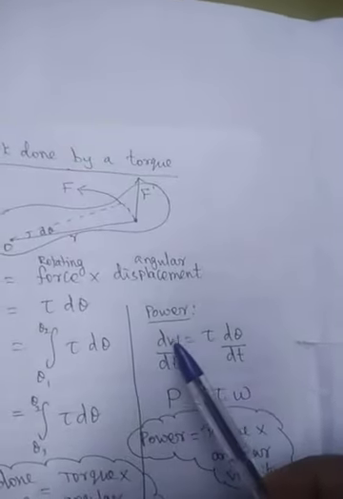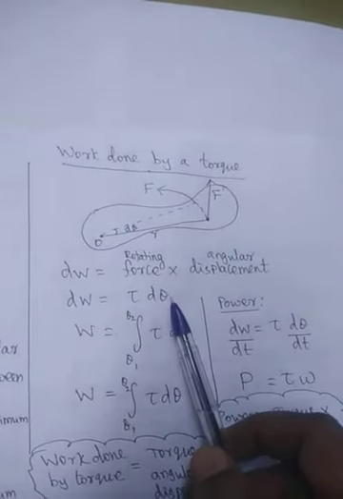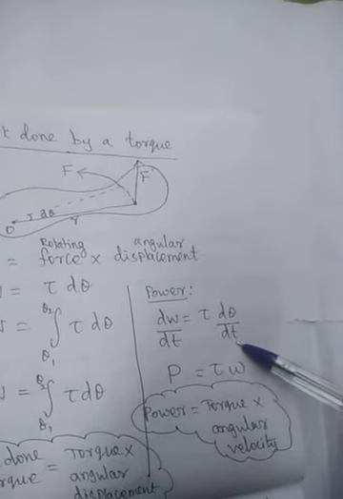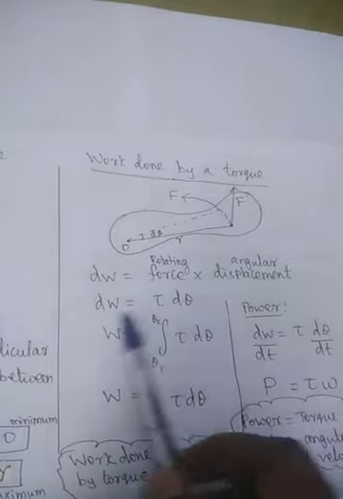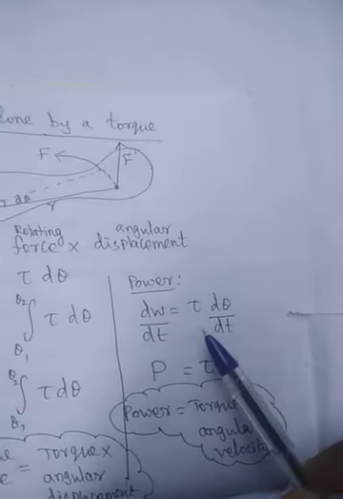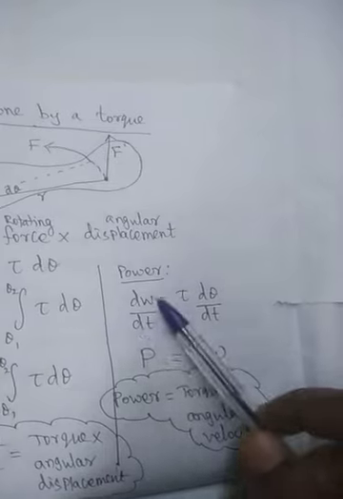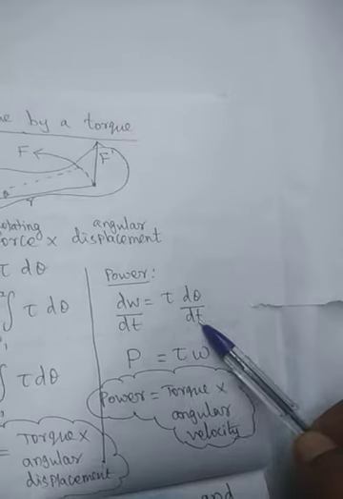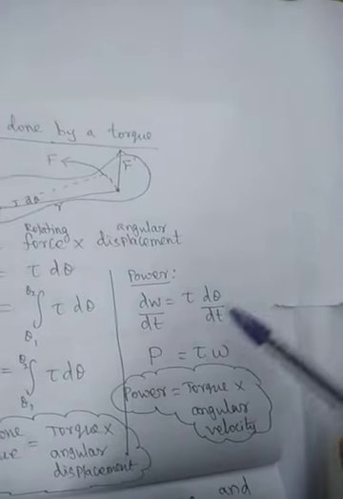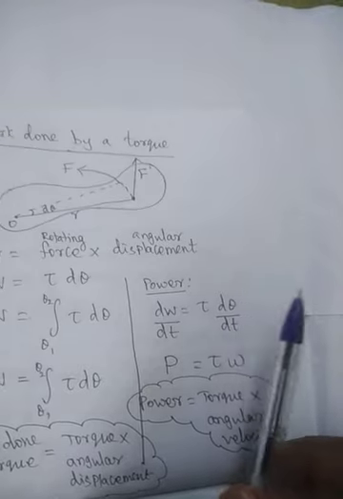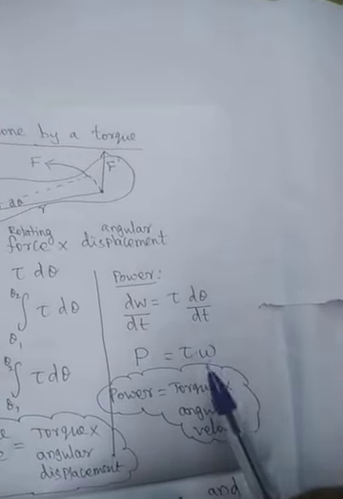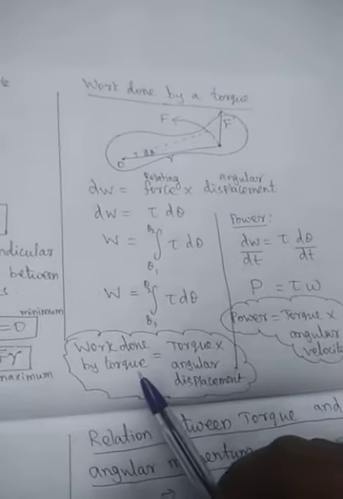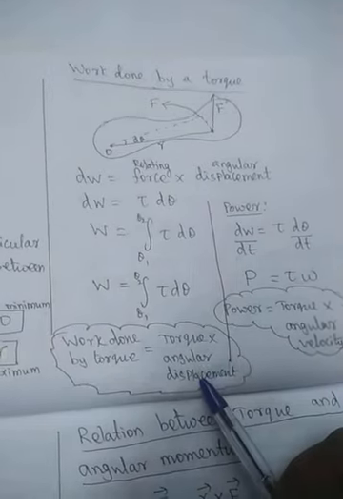Similarly, what is the power? dW is equal to tau into d theta. Work done per unit time is power. So dW by dt is equal to torque into d theta by dt. Simply, dividing by dt on both sides, we get dW by dt, work done per unit time, which is power. Then what is the angular displacement per unit time? Yes, angular velocity. So don't forget, the angular displacement is d theta and the angular velocity is d theta by dt, that is omega. Power is equal to torque into angular velocity, and work is equal to torque into angular displacement.